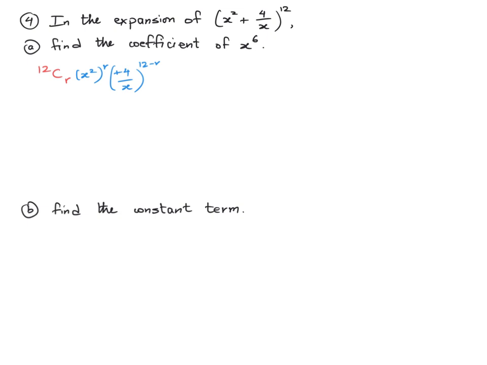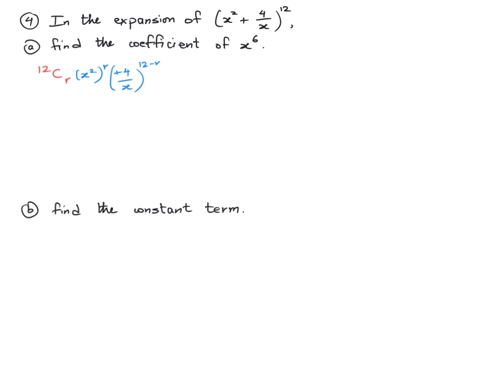So here's what's going to happen. We're going to have r number of x squareds. I don't know how many that's going to be yet. Let's call it r. And then whatever is left over, the plus 4 over x, has to have all the remaining ones. So if there are a total of 12 and we used r of them for x squared, then 12 minus r is what's left over, and that's how many of the plus 4 over x's we're going to have. And then the coefficient is going to be 12 choose r, because it's 12 from here, and then r because we need r of them from there.